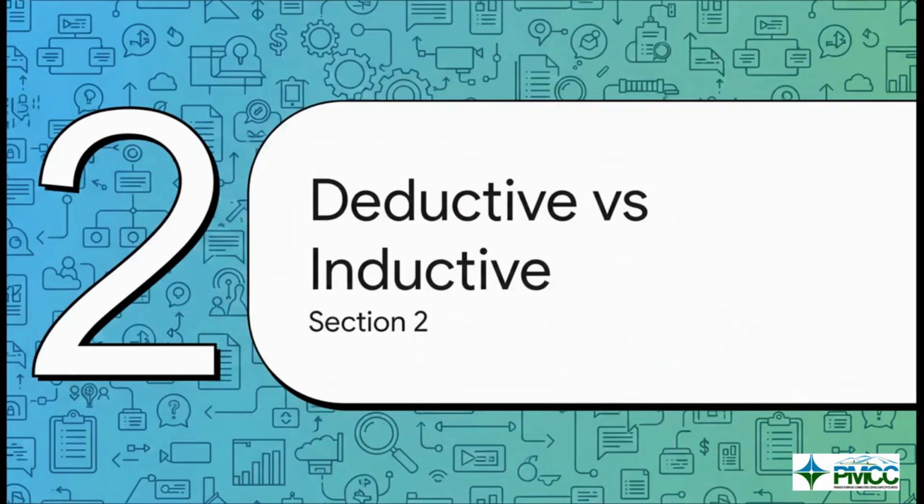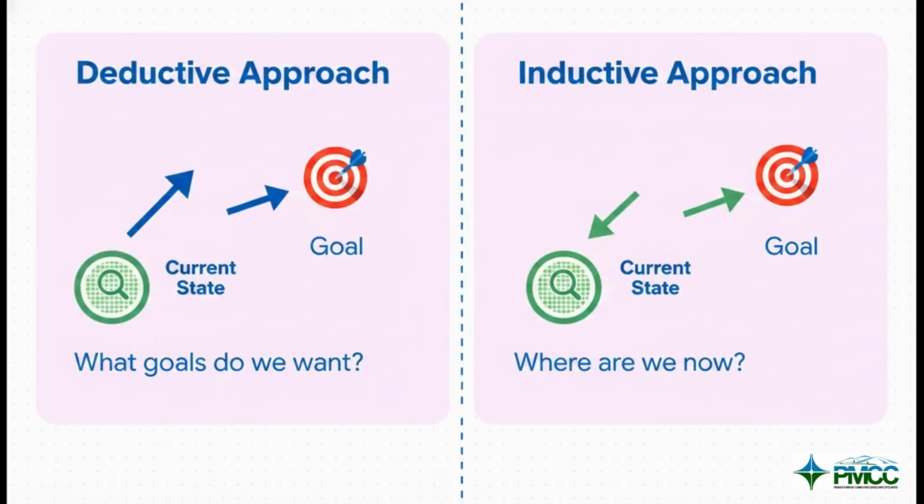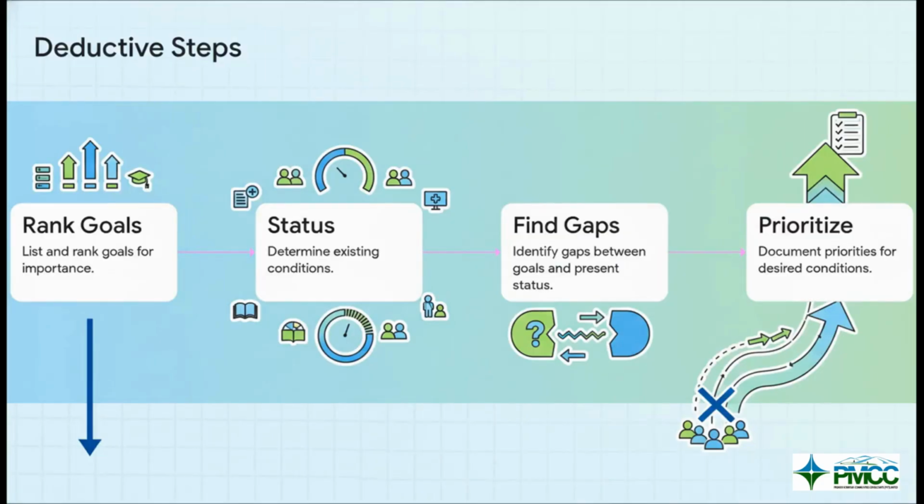Okay, let's move on to Section 2, deductive versus inductive approaches. Before we hand out a single survey in the field, we've got to decide how to structure our assessment. It's kind of fascinating how these two foundational frameworks look at the problem from completely opposite directions. The deductive approach starts by asking, what goals do we want, and then looks at where we currently are in relation to them. The inductive approach totally flips that. It starts by asking the community, where are we now, and uses those actual ground conditions to figure out what our goals should be.